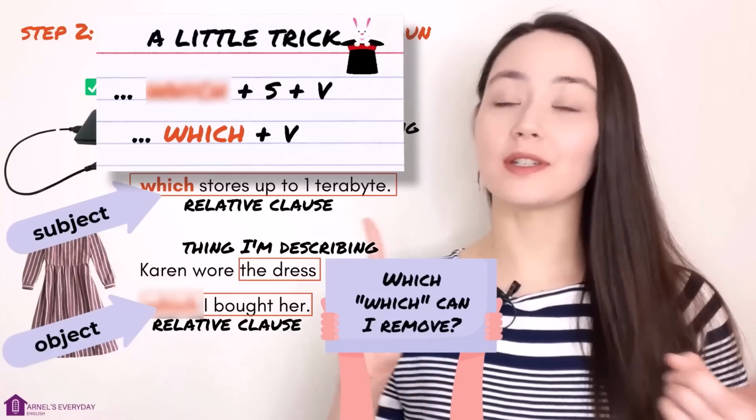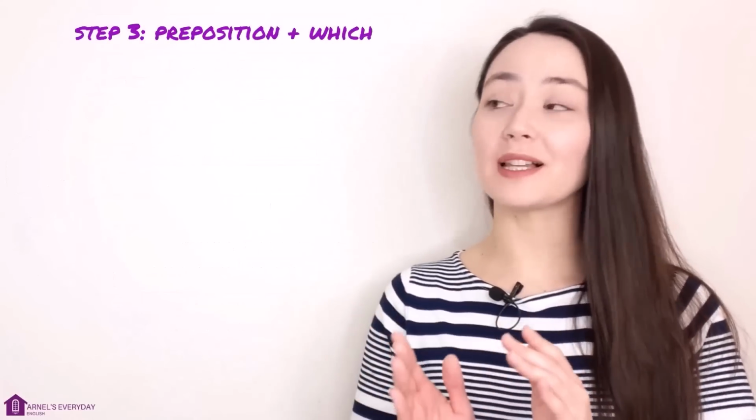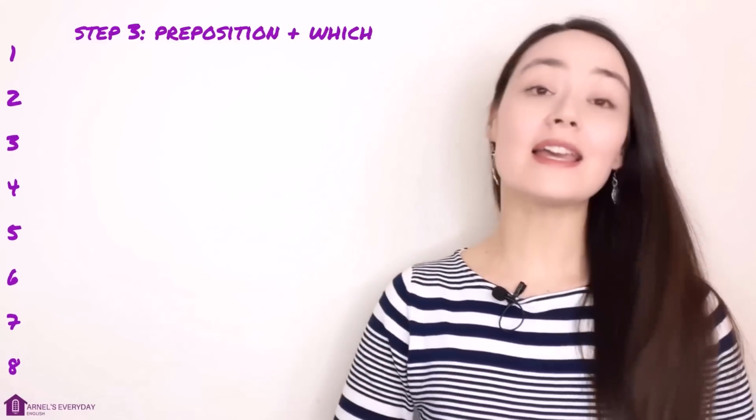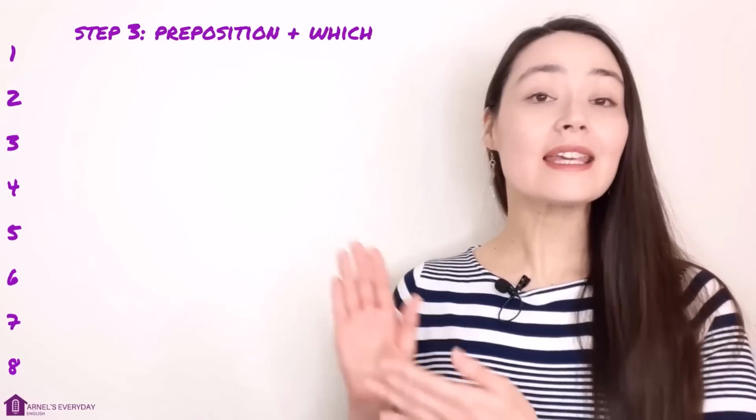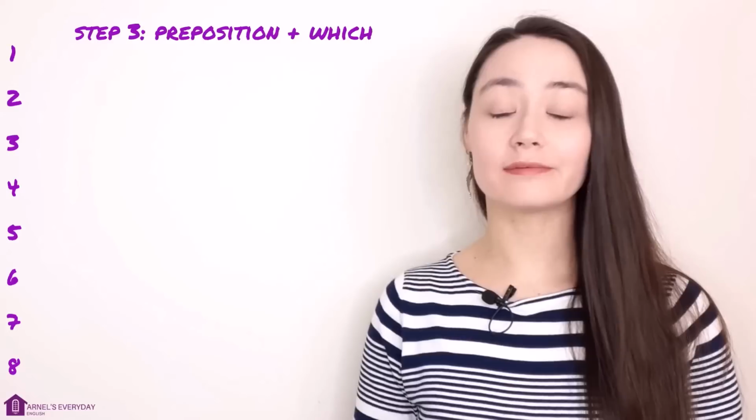Okay, we reviewed dependent prepositions, which. Let's move on to step number 3. Preposition plus which. Finally, we can put these two together. I'm gonna give you 8 example sentences. Each example sentence is gonna become increasingly more advanced. Let's start with number 1.